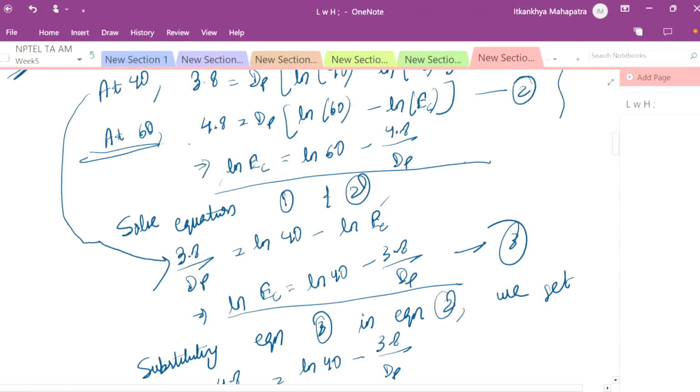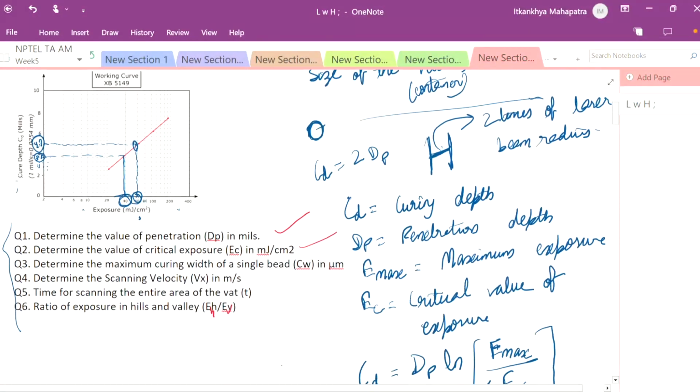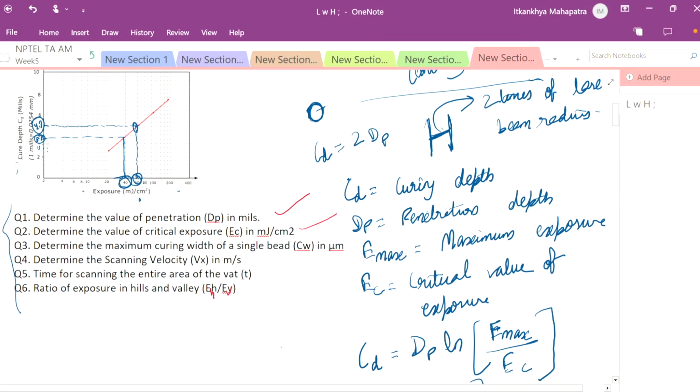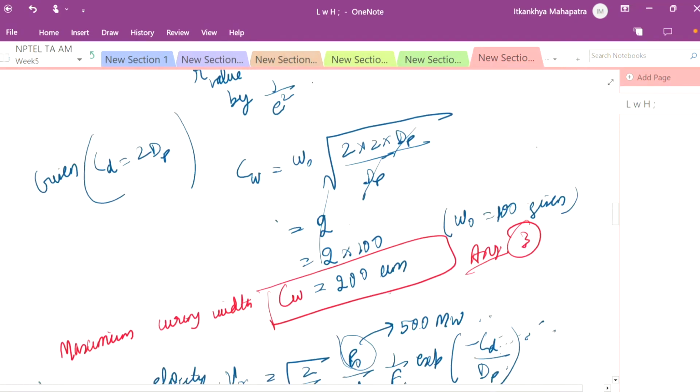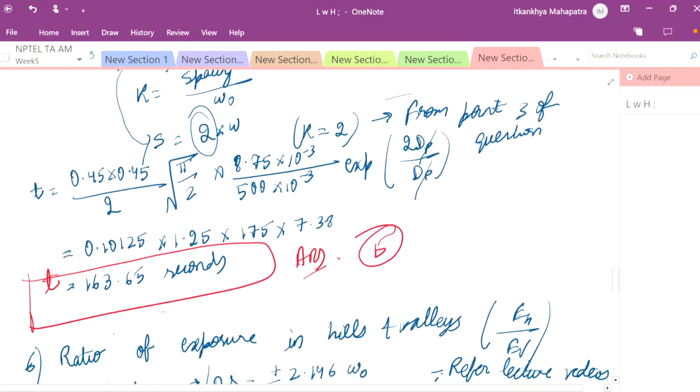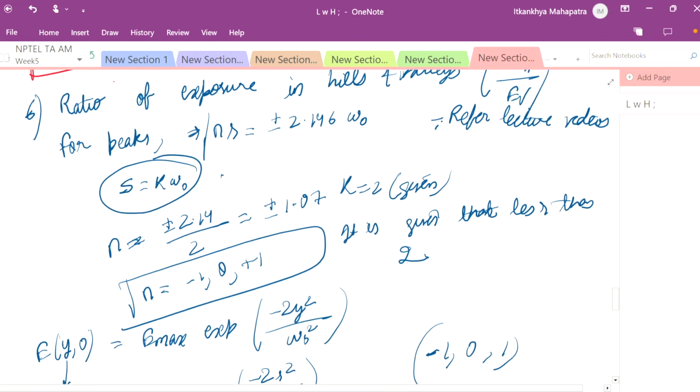Next we have to find out the ratio of exposure in hills and valleys. There is a particular graph in your lecture videos. Suppose this is the hills and valleys. You need to find out the ratio of exposure in your hills and valleys.